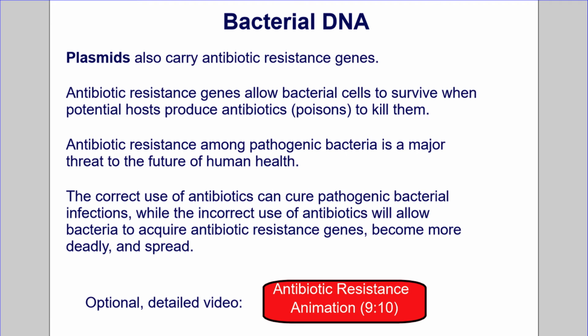Plasmids also carry antibiotic resistance genes. Antibiotic resistance genes allow bacterial cells to survive when potential hosts produce antibiotics, or poisons, to kill them. Antibiotic resistance among pathogenic bacteria is a major threat to the future of human health. The correct use of antibiotics can cure pathogenic bacterial infections, while the incorrect use of antibiotics will allow bacteria to acquire antibiotic-resistant genes, become more deadly, and spread.